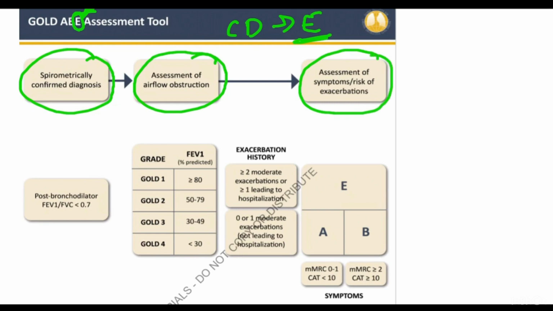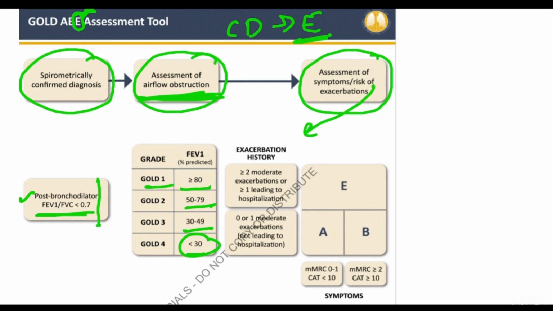Spirometrically, the post-bronchodilator FEV1 upon FVC should be less than 0.7. Then comes the assessment of airflow obstruction by GOLD criteria. According to GOLD grading, GOLD 1 is more than 80%. Then comes GOLD 2, FEV1 percentage predicted of 50 to 79, then GOLD 3 is 30 to 49, then GOLD 4 is less than 30. Then comes the assessment of symptoms and risk of exacerbation.